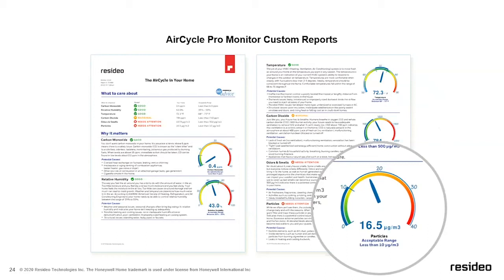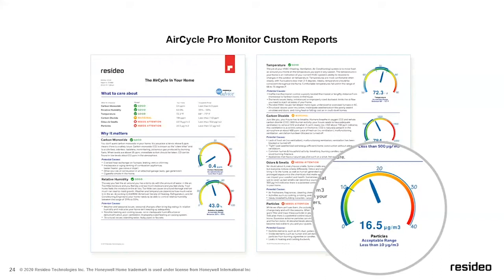Now, the words next to the report are designed to be simple English, non-technical, basically explaining what you're looking at, what carbon monoxide is, what humidity is, what carbon dioxide is, and then potential causes of these issues.